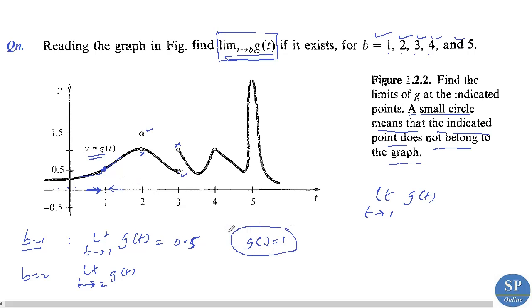Okay, g of 1 is 1, it is defined, the function is defined at the point 1 and the value is 0.5, and the limit is also 0.5. Okay, in the second case b equal to 2, what about g of 2? G of 2 is defined, that is g is defined at the point 2, that is g of 2 is nothing but this point, that is 1.5. Clear? It's 1.5. So g of t is 1.5.